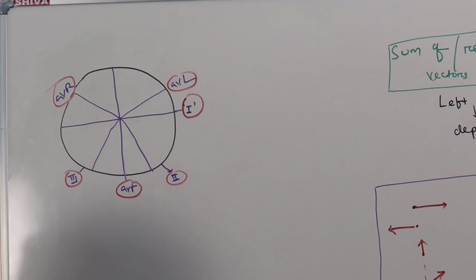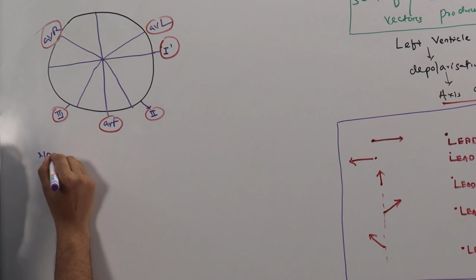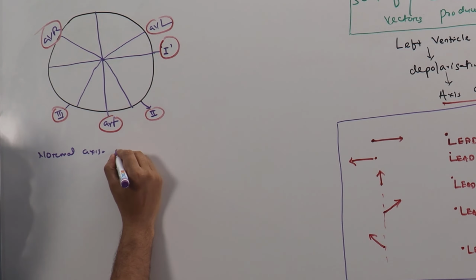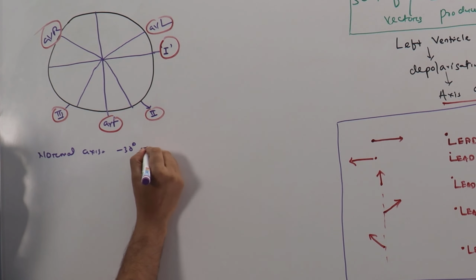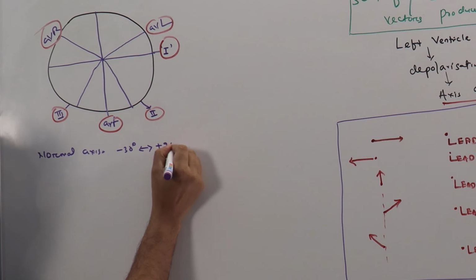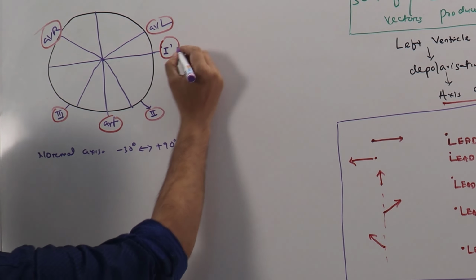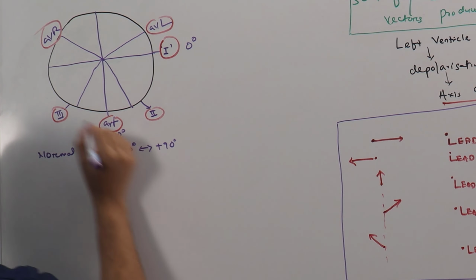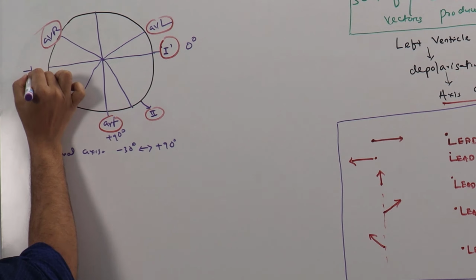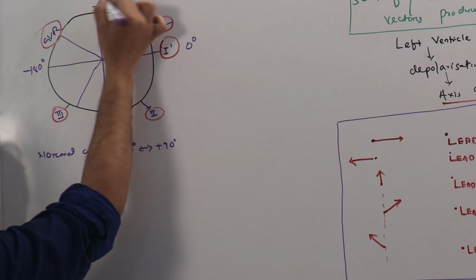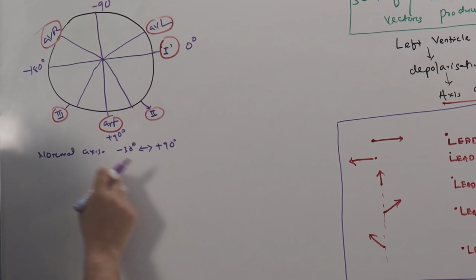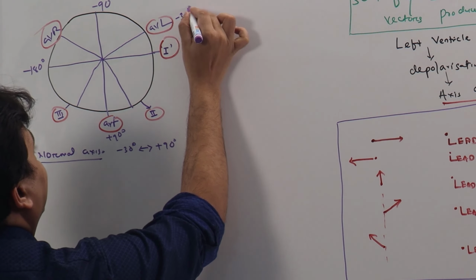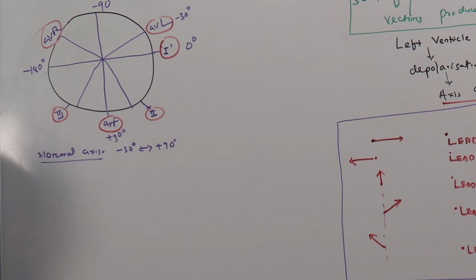So now, the normal axis of the heart by definition is minus 30 degrees to plus 90 degrees. By definition, this is 0 degrees, this is plus 90 degrees, this is 180 degrees, this is minus 90 degrees, right? So what is the normal axis here? This will be minus 30 degrees, this is plus 90. So this is the normal axis.